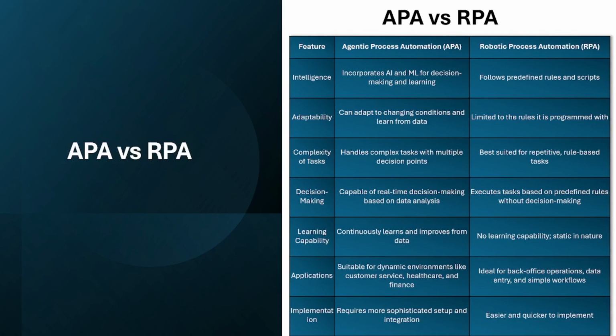Next feature is learning capability. APA continuously learns and improves from the data, as we discussed, and RPA is not capable of learning and remains static in nature.